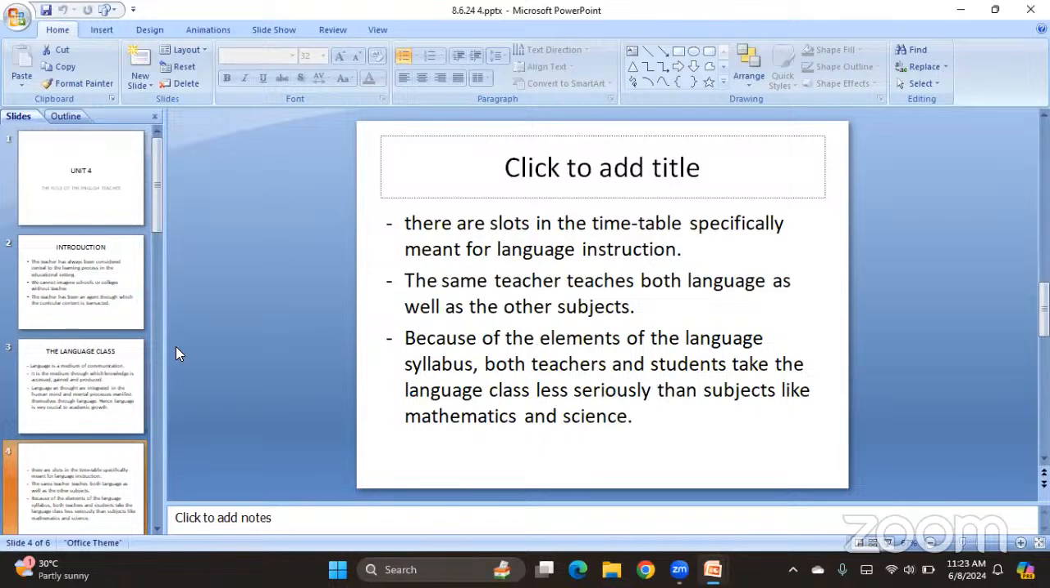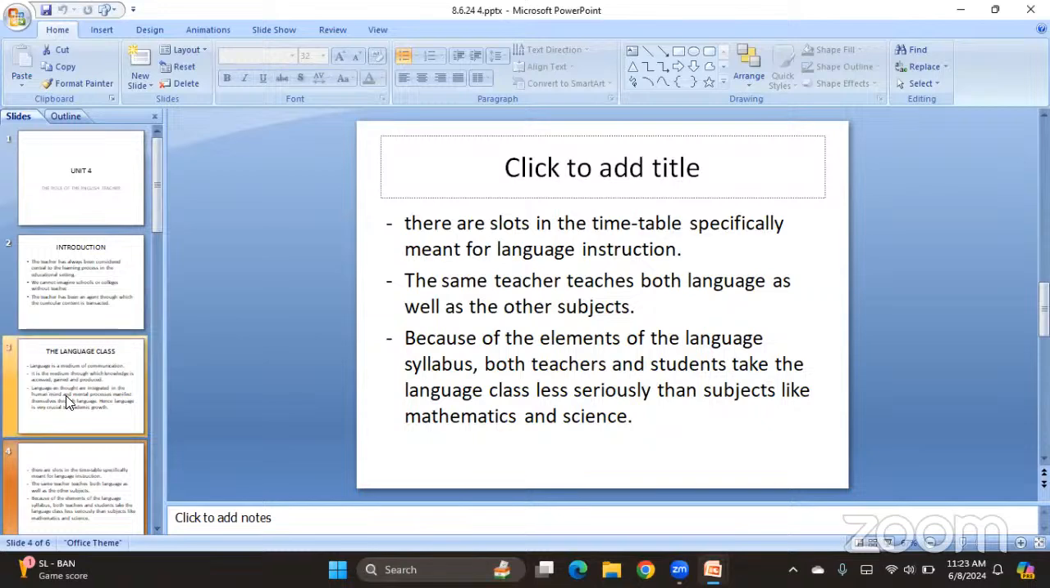Now, coming to the next slide, there are slots. When it is the language class, there are slots. A timetable is there in every educational institution, right? One slot is for periods. A slot is nothing but the periods, right? So English is third period, second period, like that. We actually divide the time according to the subject, right?